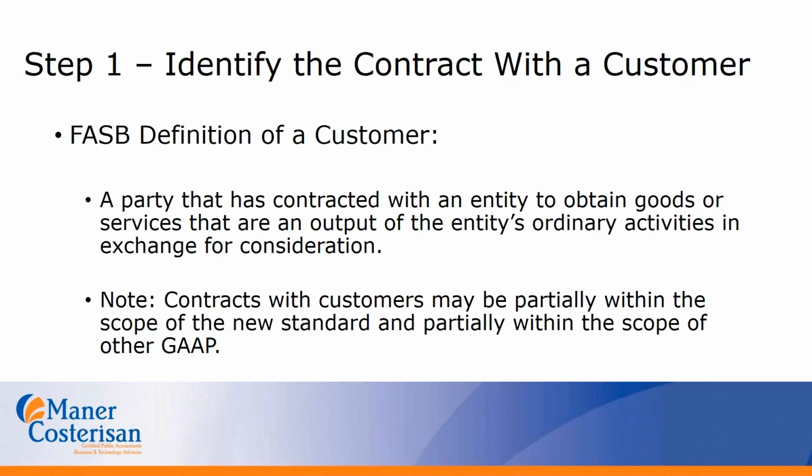First, we need to note this accounting standard applies only to revenue associated with a contract with a customer. This standard should be applied to a contract only if the counterparty of the contract is a customer. The FASB defines a customer as a party that has contracted with an entity to obtain goods or services that are an output of the entity's ordinary activities in exchange for consideration.